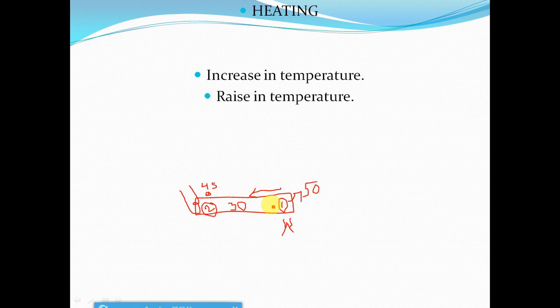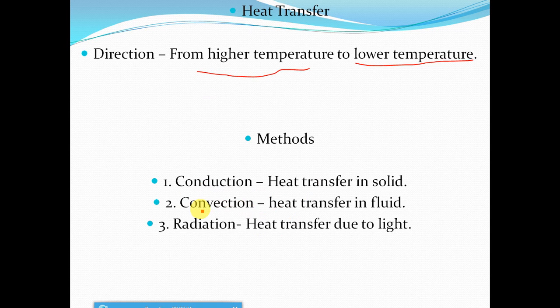This is due to vibration of molecules; the molecules gain energy. Heat is actually one form of energy, so the molecules gain the energy and start vibrating, and they transfer energy from one molecule to another molecule. That's why heat transfers from point 1 to point 2, always from higher temperature to lower temperature. Now the methods of heat transfer are conduction, heat transfer in solids; convection, heat transfer in fluids; and radiation, which is heat transfer due to light.